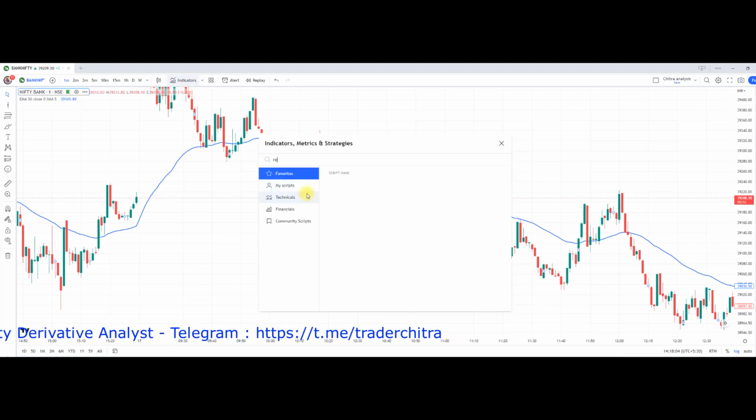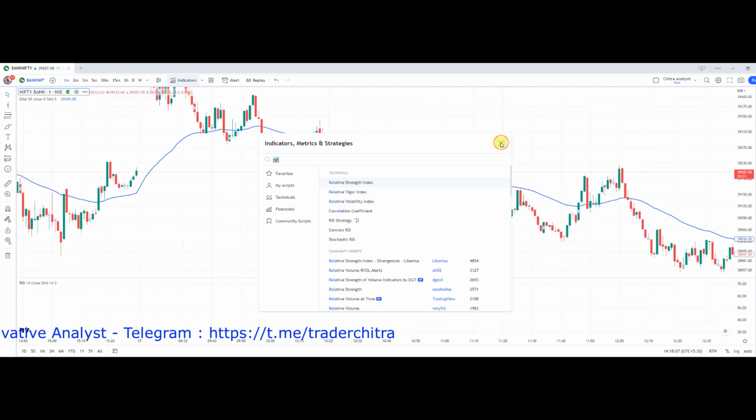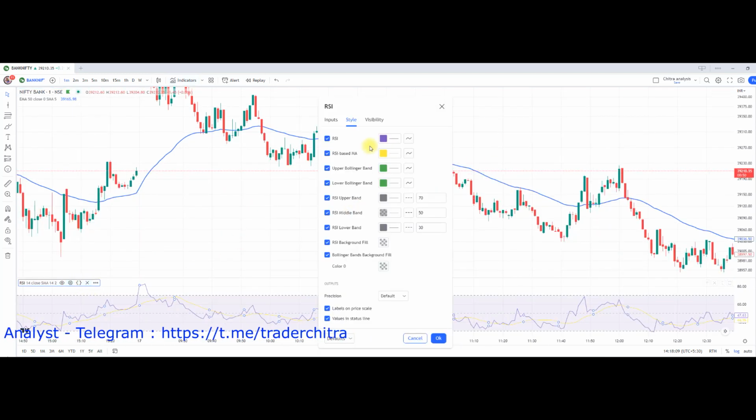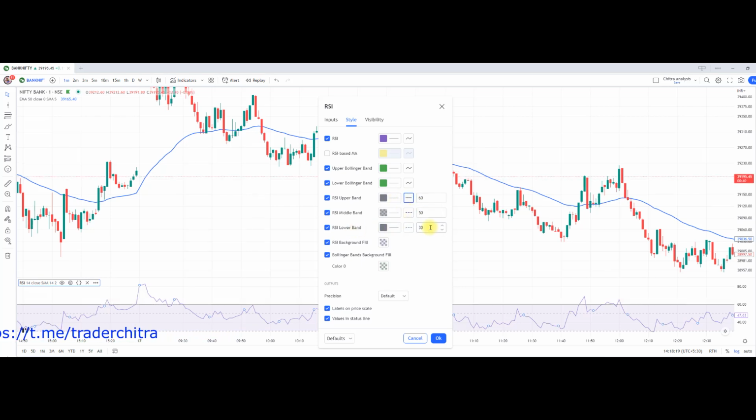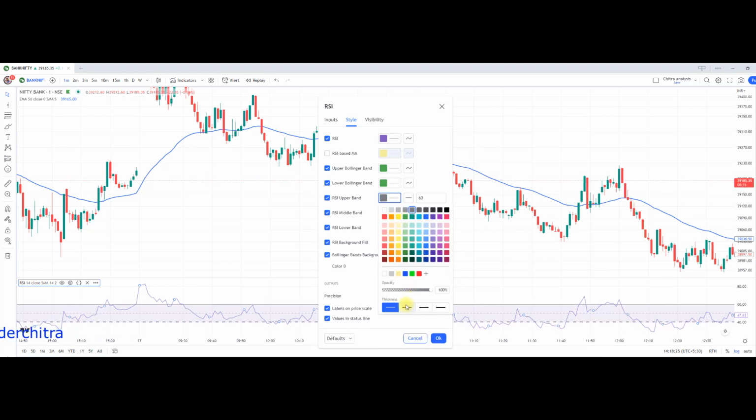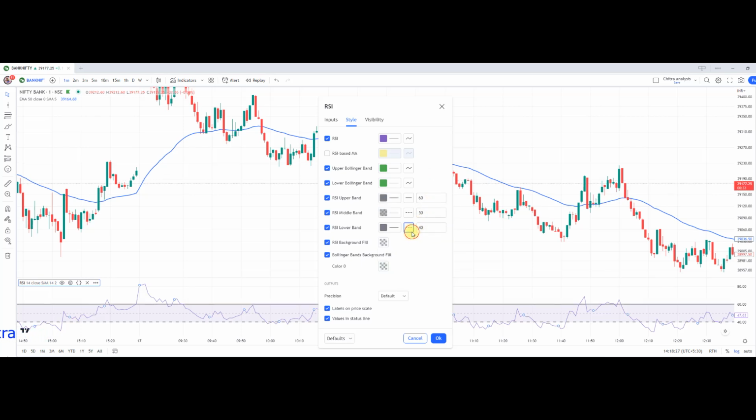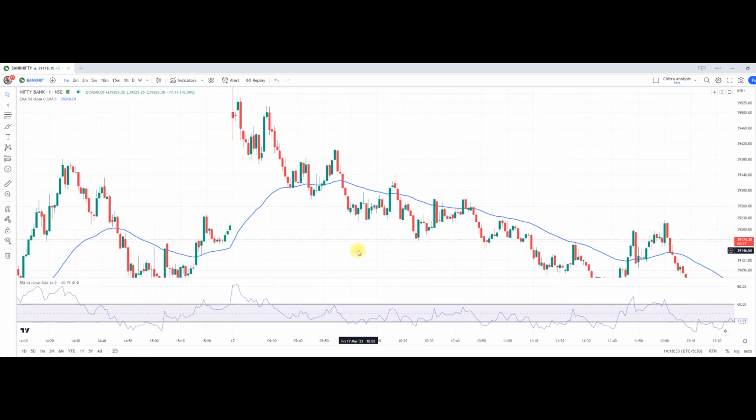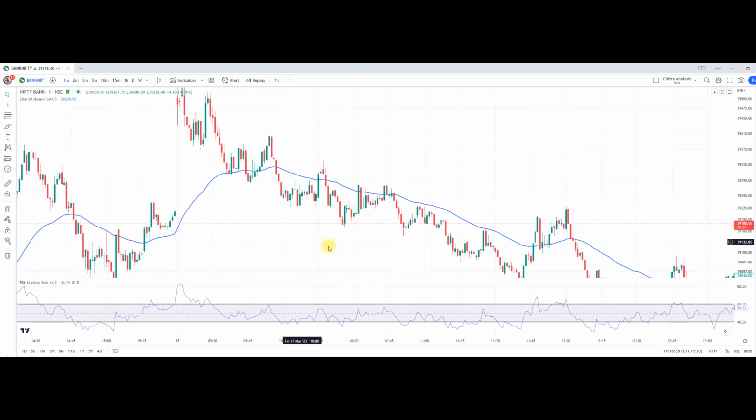So we are adding here the relative strength index, that is RSI. Now go to the settings of RSI, and we don't want the RSI based MA, so I am unchecking that, and the RSI upper band should be 60. Okay, and the RSI lower band is 40. Now click on OK. So now I will tell the conditions for entering into the trade. If the price is below 50 EMA and if the RSI is below 40, one can enter into the short trade.